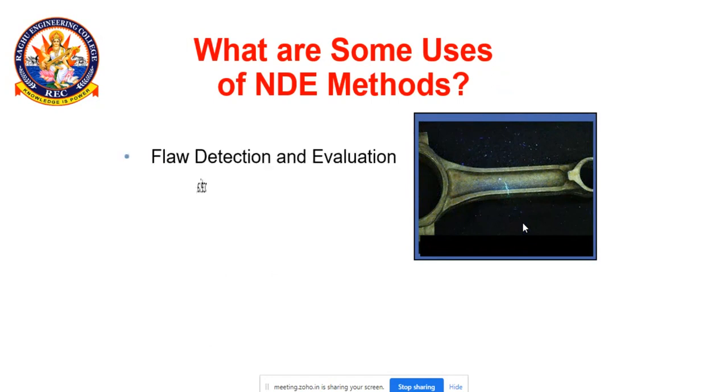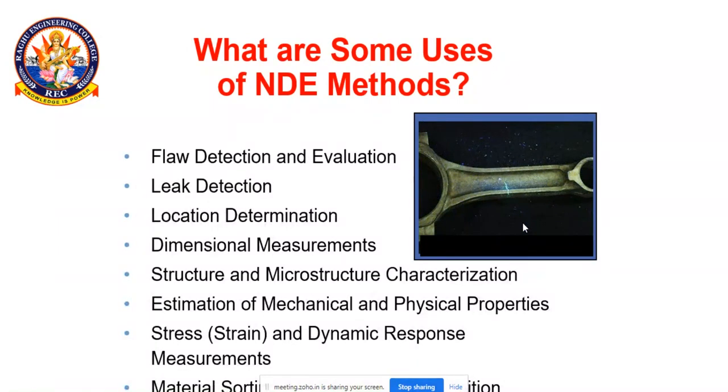And the next one is, for what are the uses? For what do we use these NDT methods? To find out the flaws, that is, cracks, their detection and evaluation. How much the crack depth is, and crack severity, we can also identify. In the figure we can see that there is a crack in the shaft. A small crack occurs at the surface of the material.